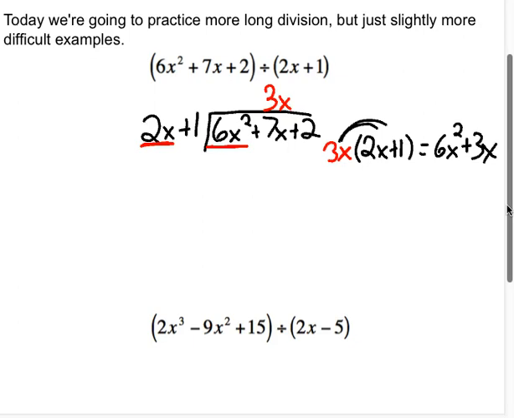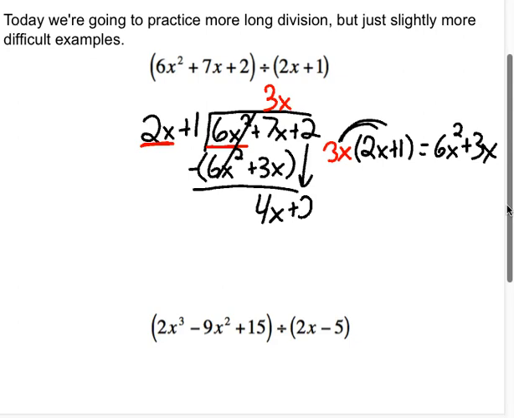So that's what I'm going to bring over here and then subtract off to see how close did I get. 6x squared minus 6x squared cancels off. 4x minus 3x leaves me 4x. Then I bring down the 2.